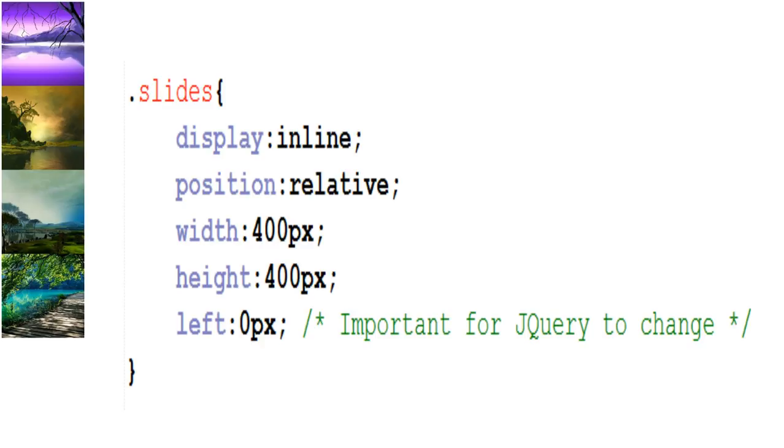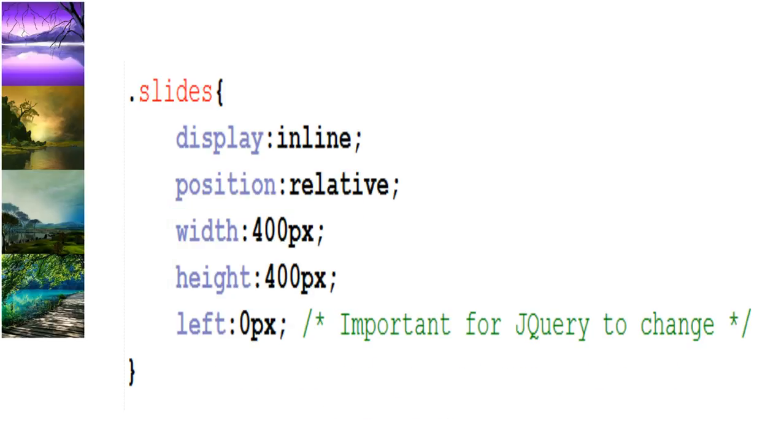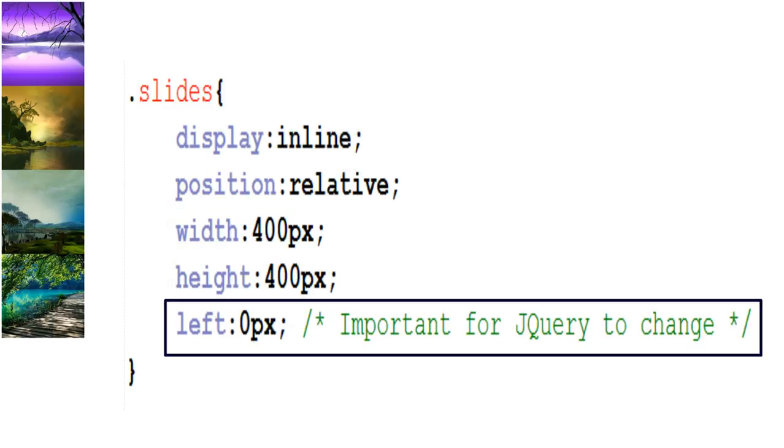Moving over to the style sheet, you need to create the class called slides, and we give it properties of display inline and position relative, which are defaults for images in HTML, a width and a height of 400 by 400 to match the parent container called #slideshow, and I've also added left 0, which refers to the left margin, and we need that so that we can modify that in jQuery later.